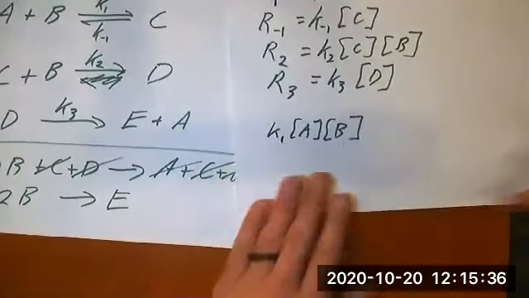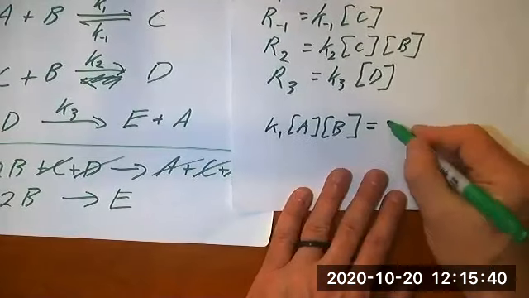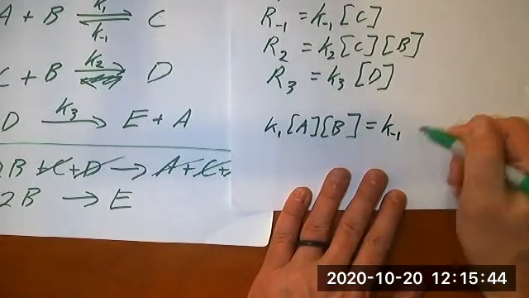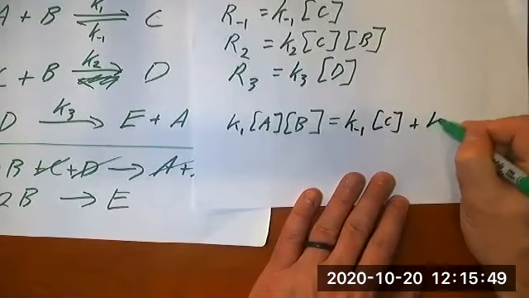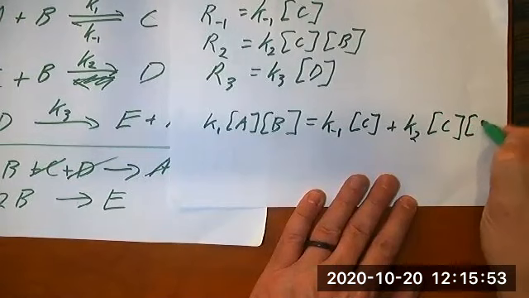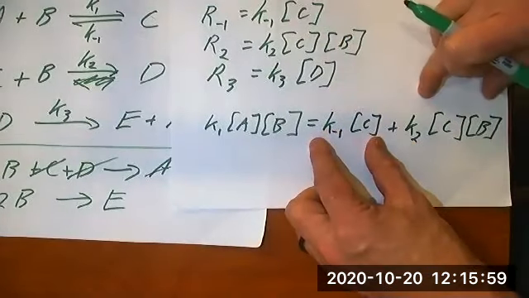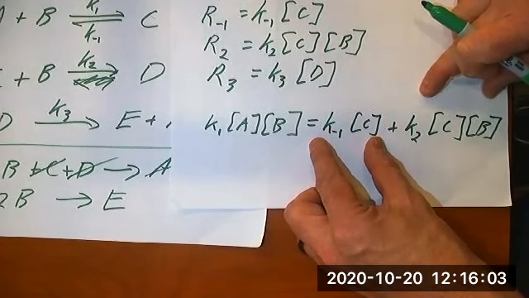So what we do here then is say that we have the rate of production equals the rate of destruction, which is going to be k_-1 concentration of C plus k2 concentration of C concentration of B. Okay, so if you have two things happening, then the overall rate is the sum of the two things that are happening.